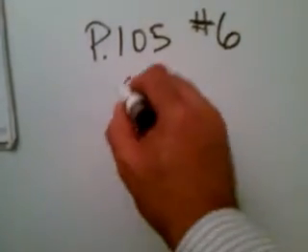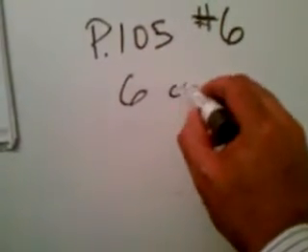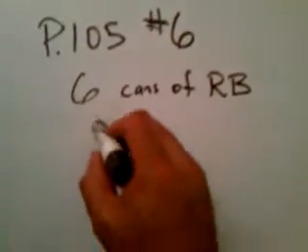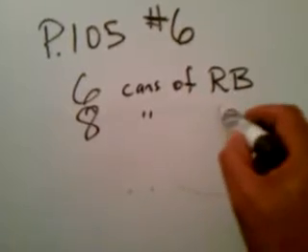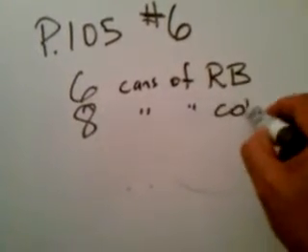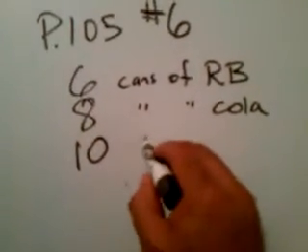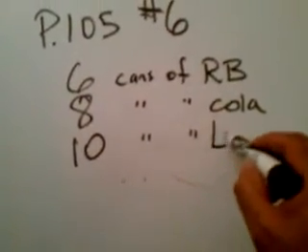Here's page 105, number 6. An ice chest contains 6 cans of root beer, I'm going to use RB for root beer, 8 cans of cola, and 10 cans of lemonade.